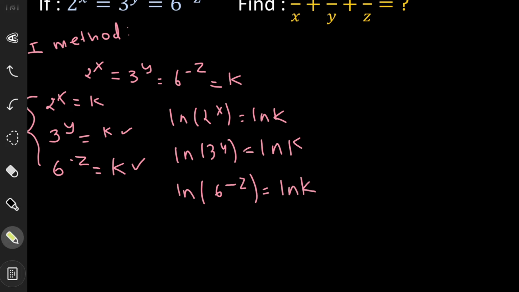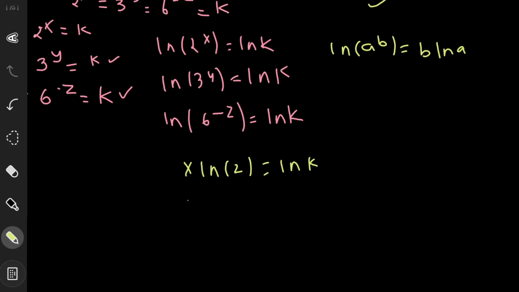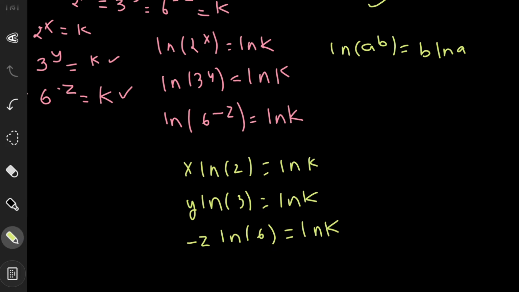Now to simplify this further, I will use the logarithmic rule, that is natural log of a to the power b equals b times the natural log of a. So the left hand side will turn out to be x times the natural log of 2, and this equals natural log of k. The second equation will turn out to be y times the natural log of 3, and this equals natural log of k. The third equation will turn out to be negative z multiplied with natural log of 6 equals natural log of k.